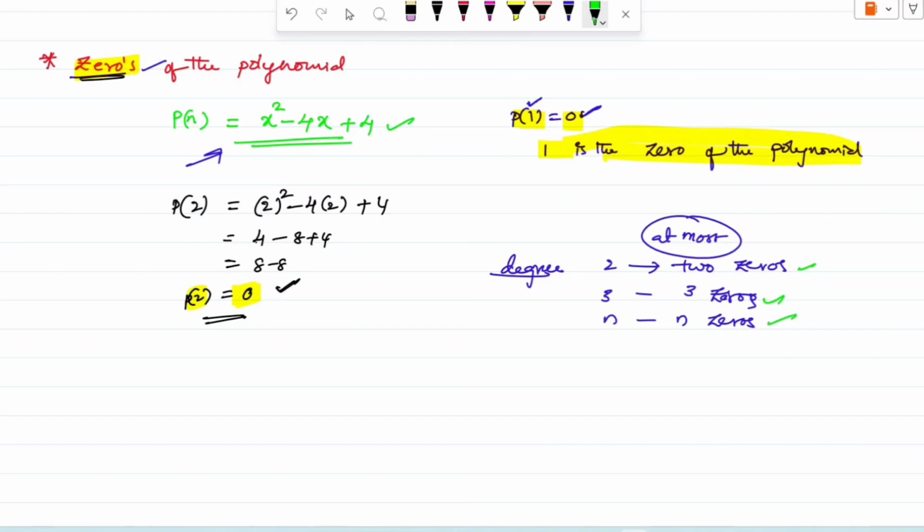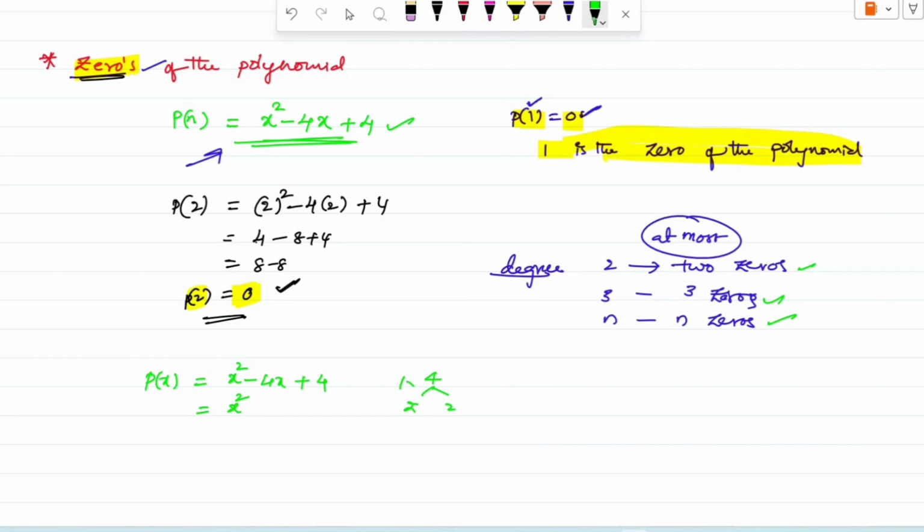To see what at most 2 zeros means, look at this example. Take x square minus 4x plus 4 and solve it by the factorization method. So p of x is equal to x square minus 4x plus 4. The product of 1 and 4 is 4, so we have to get the factors for it: 2 and 2 are 4, and we have to add them.